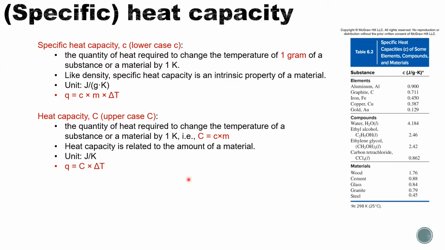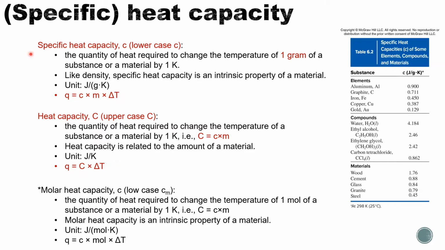Similar to specific heat capacity, there is another concept called molar heat capacity. It's C lowercase m, C sub m. Like the specific heat capacity, the molar heat capacity is normalized, but to 1 mole of a substance or material. So you can see the unit is changed and the equation used to calculate the heat is slightly changed. For the specific heat capacity and heat capacity, we can use experimental tools to calculate that.